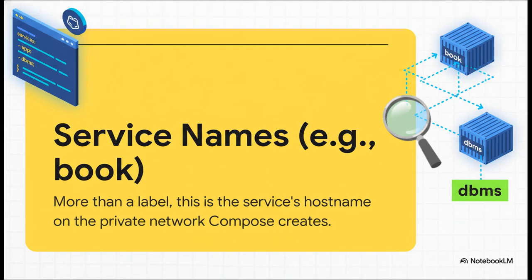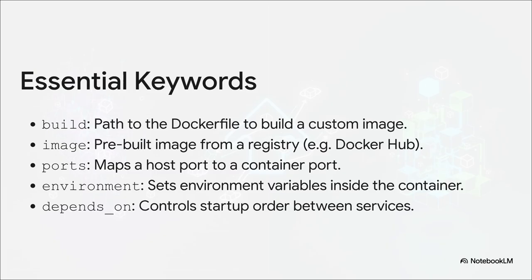Okay, pay attention, because this is a really critical concept that trips up a lot of beginners. The names you give your services, in this case, book and DBMS, they're more than just labels. See, Docker Compose automatically creates a private network for your application, and these names become the network host names for each service. This means your application code can connect to the database simply by using the hostname DBMS. No more hunting for IP addresses. It's amazing.